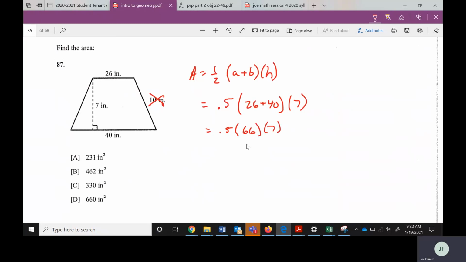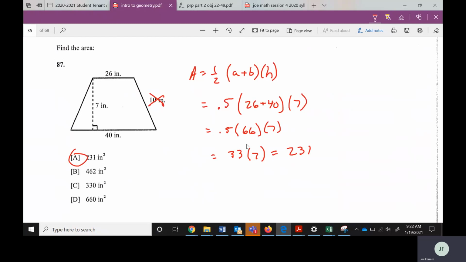Now you could just use your calculator, obviously, at this point. Or you could take another step. This times this is 33 times 7. That all equals 231. Okay.